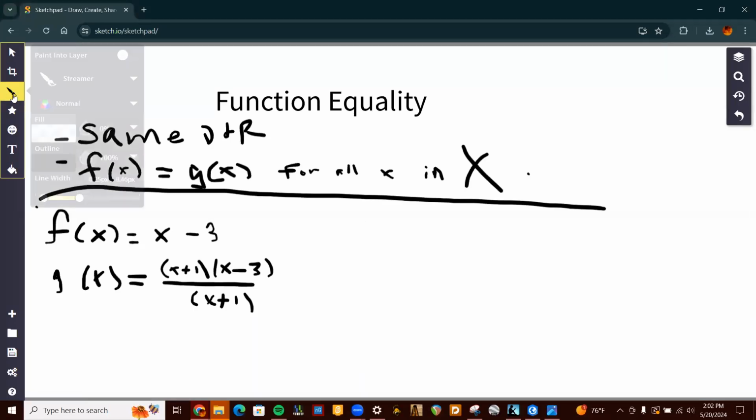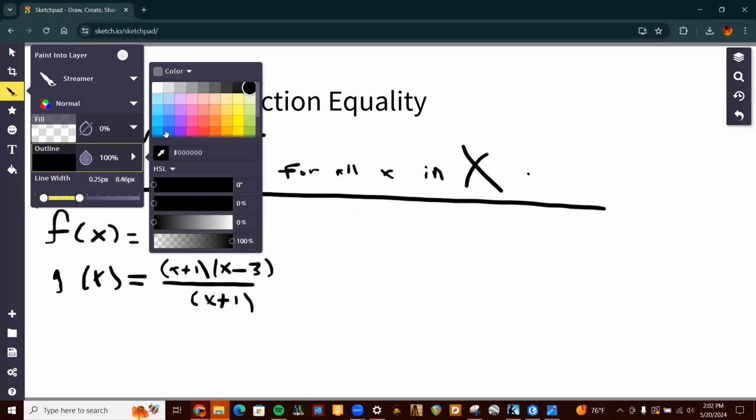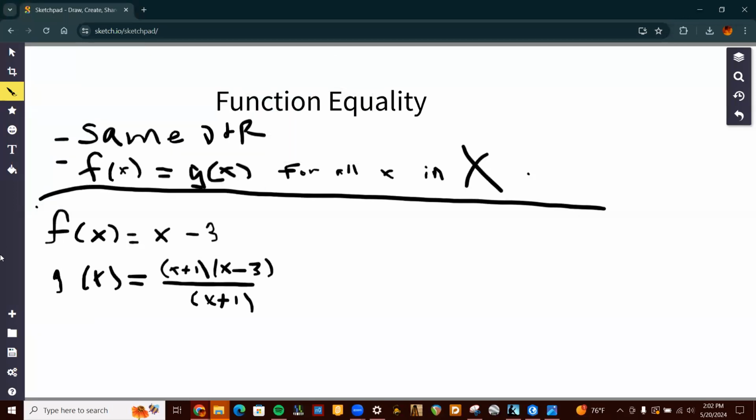Hi there, this is Jacob Nash, and in this video, we'll be talking about function equality. This might not have been something that you've learned, even though it's considered a prerequisite, so you might want to pay attention.